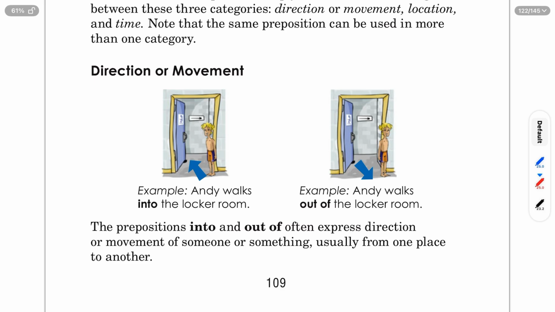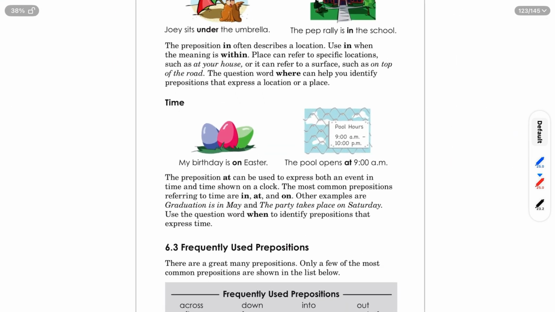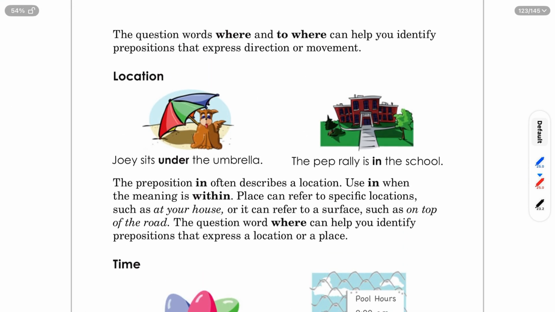Direction or movement. For example, here in this picture, Andy walks into the locker room. So into here is a preposition that shows direction or movement. Andy walks out of the locker room. Again here is a direction or a movement. The prepositions into and out of often express direction or movement of someone or something, usually from one place to another. The question words where to and where from can help you identify prepositions that express direction or movement.